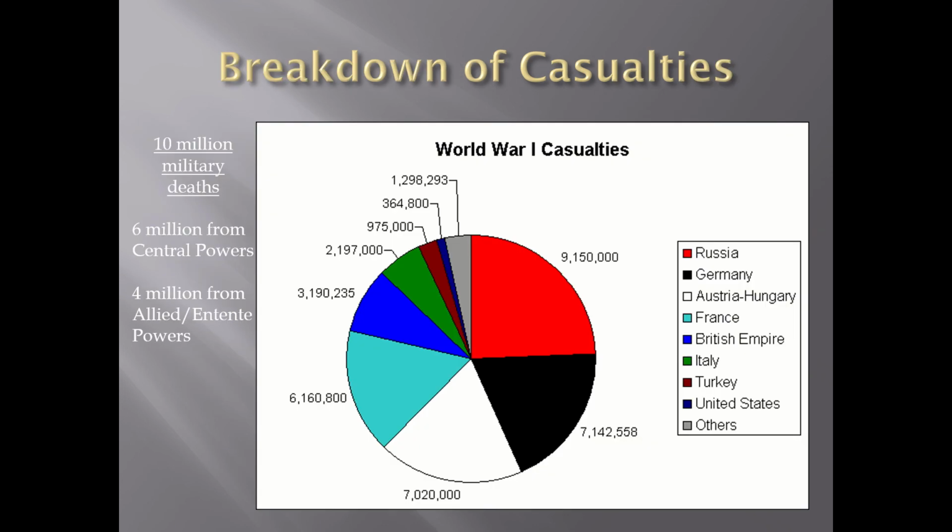The breakdown of casualties. Which country suffers the most casualties? Right, Russia, right? Followed by Germany. So again, this should not be surprising. Germany is fighting on two fronts. So it's going to lose a lot of men, but Russia is the biggest sufferer here, right? Again, Russia, the Eastern Front. Russia, Russia, Russia. It'll be the same in World War II.